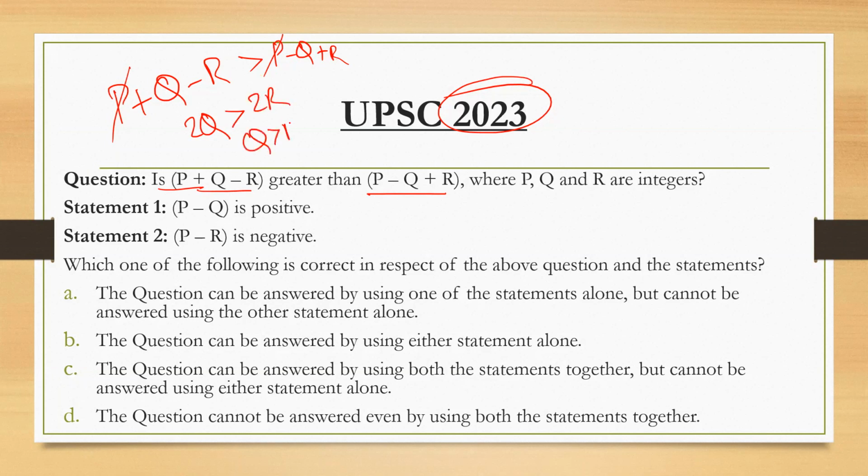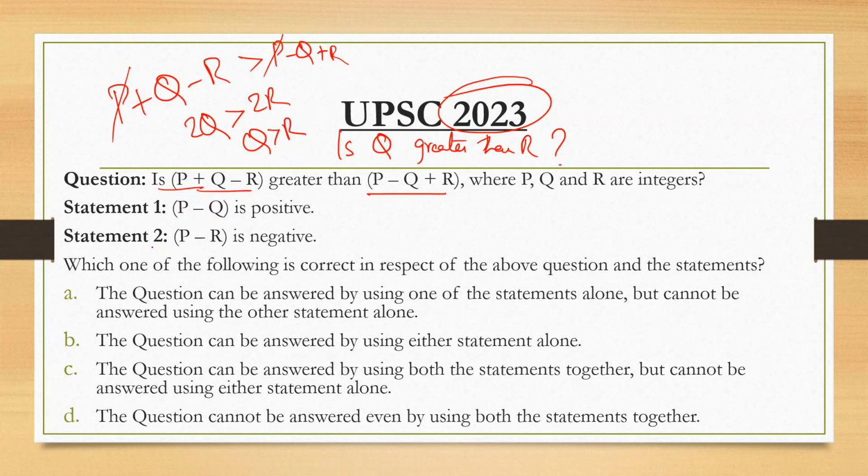Or basically, I could simplify this question to what? Is P plus Q minus R greater than P minus Q plus R? Or I can say, is Q greater than R? That is the question asked. I've just simplified this statement into this. Now what is the first statement saying? The relationship between P and Q is given. But here the question asked is regarding Q and R. So definitely I cannot answer just seeing P and Q.